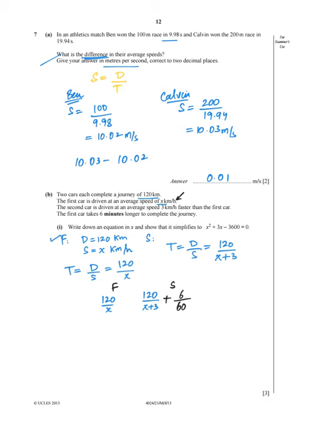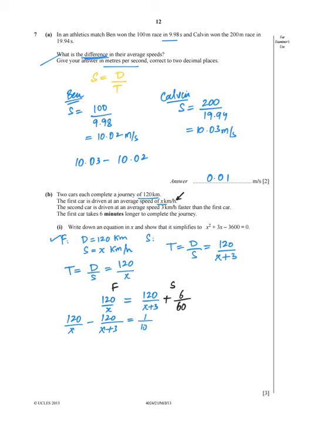So that is your important equation. 120 divided by x, that is the first car. 120 divided by x plus 3, the second car, and for 6 minutes longer you need to add 6 divided by 60. Now we need to solve this equation. For solving, I will gather the x terms on the left, so that will be 120 divided by x minus 120 divided by x plus 3 equals 6 upon 60, which means 1 divided by 10.